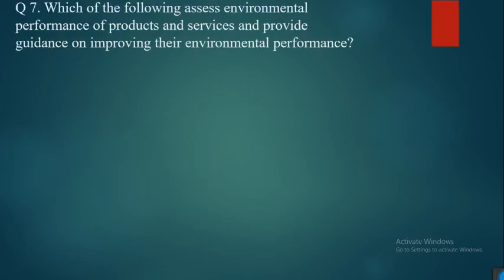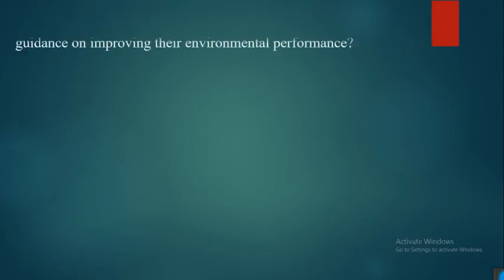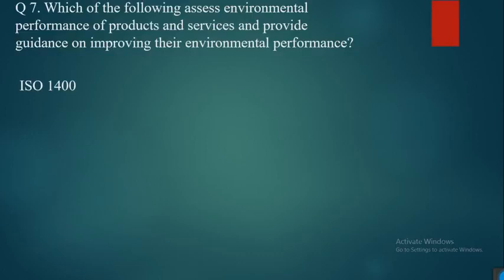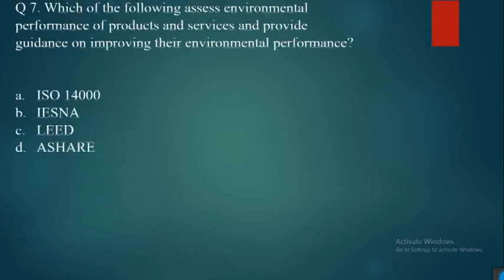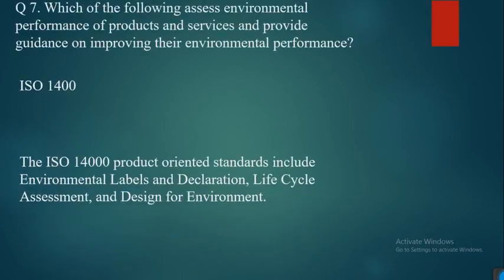Seventh question. Which of the following assess environmental performance of products and services and provide guidance on improving their environmental performance? Options are ISO 14000, ISNA, LEED and ASHRAE. Answer is ISO 14000. Because the ISO 14000 product-oriented standards include environmental labels and declarations, life cycle assessment and design for environment.